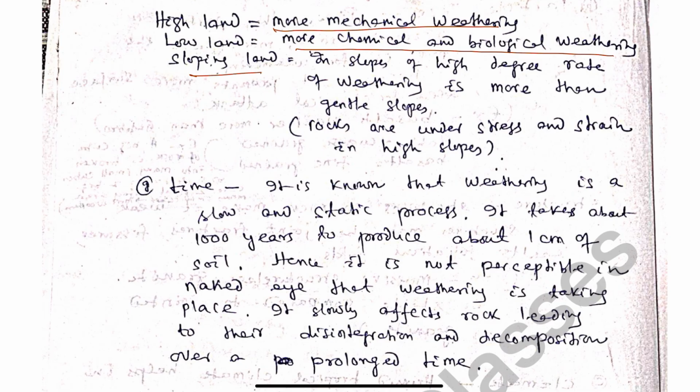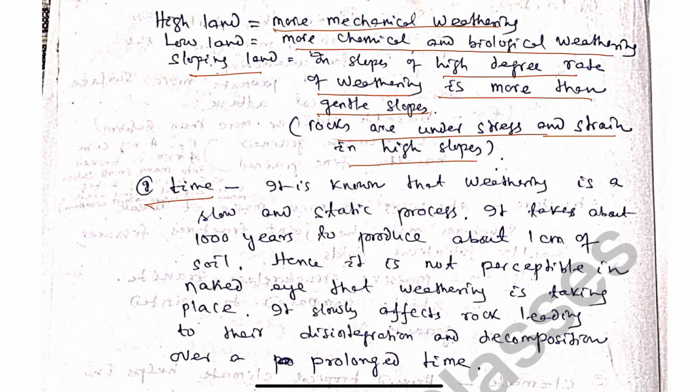In sloping land, there is a high rate of weathering compared to the land which has a gentler slope. Because in high sloping areas the rocks are under stress, and under the pull of gravity they are under strain, and that's why they are found to yield to the weathering process easily.